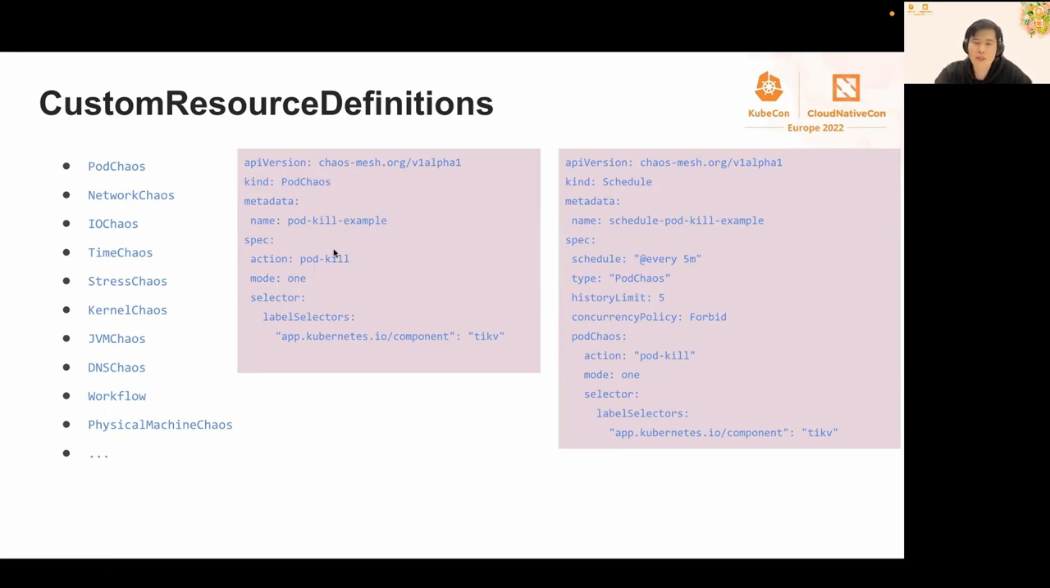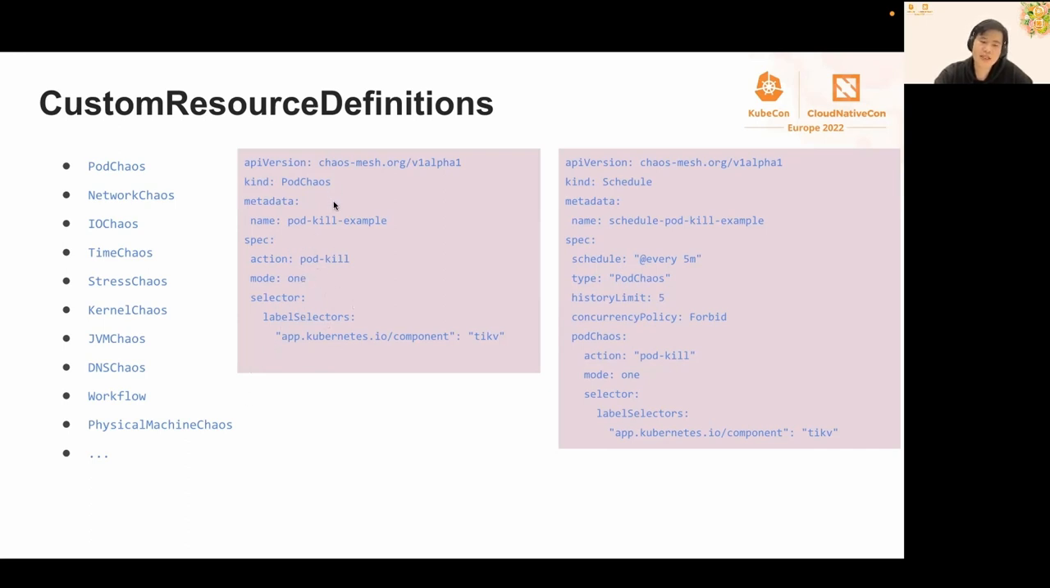This chaos experiment simulates a random TiKV pod being killed. Here, a label selector will select all TiKV pods with this label. And the mode represents that the chaos experiment will select one random pod from the output that meets the selectors.